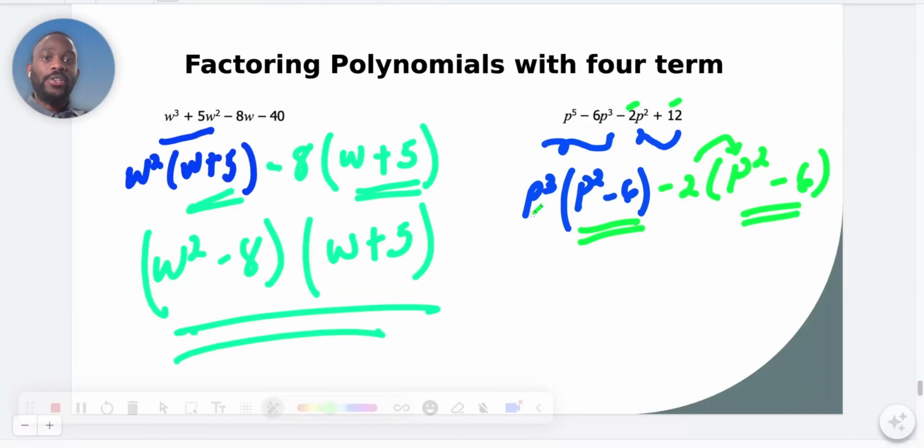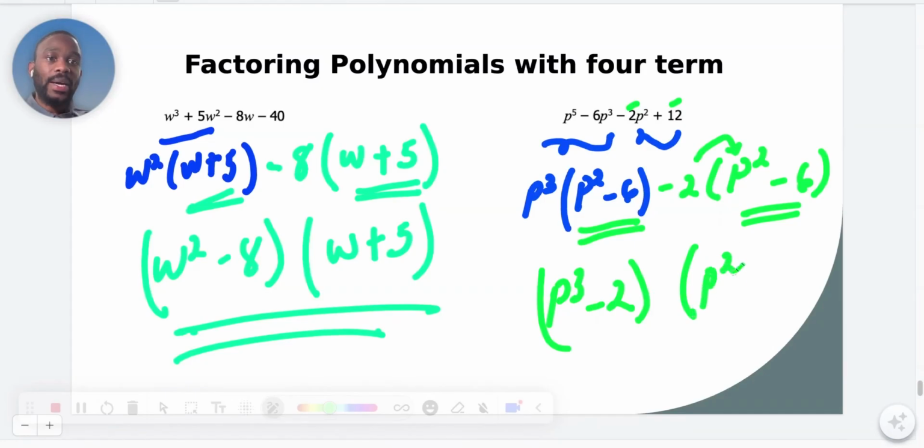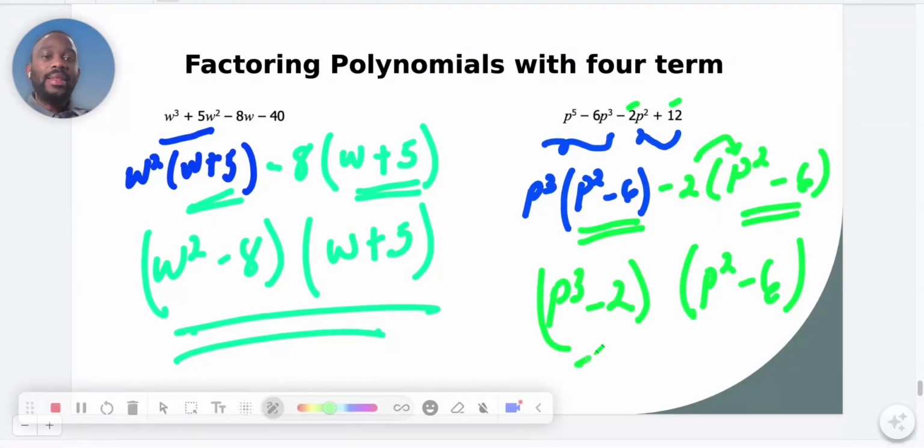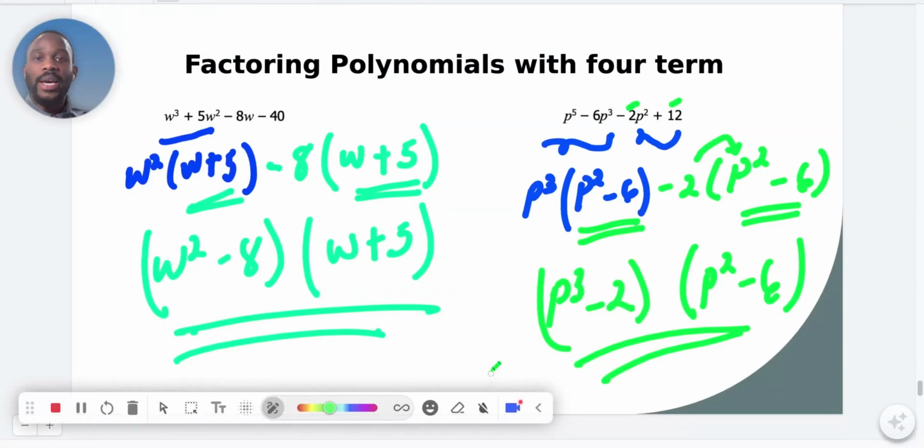Then you're going to combine what is outside the parentheses. So p cubed minus 2, times p squared minus 6. Another thing I want you to look at: if this p squared minus 6 were a difference of 2 squares, you would still factor further. So this is what we're ending up with.